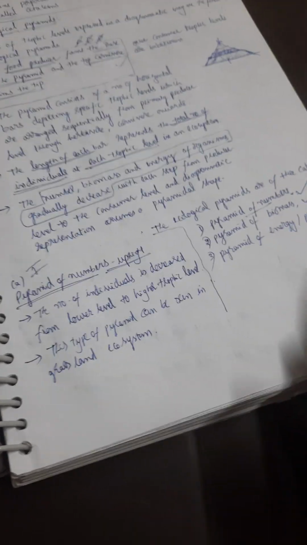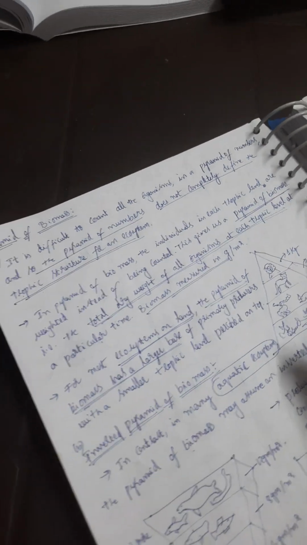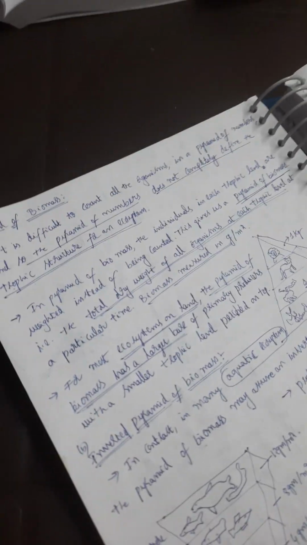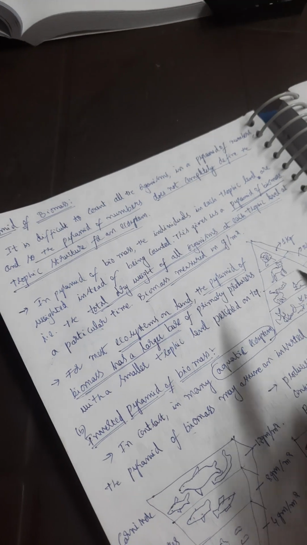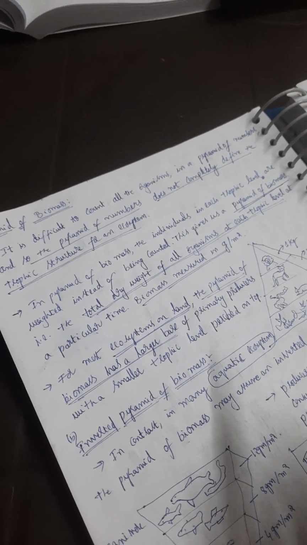So coming to the pyramid of biomass. The scientists didn't get satisfied with the pyramid of numbers, because it is not giving the accurate picture. So the thought was, if you want to get the accurate picture, we have to deal with the pyramid of biomass.